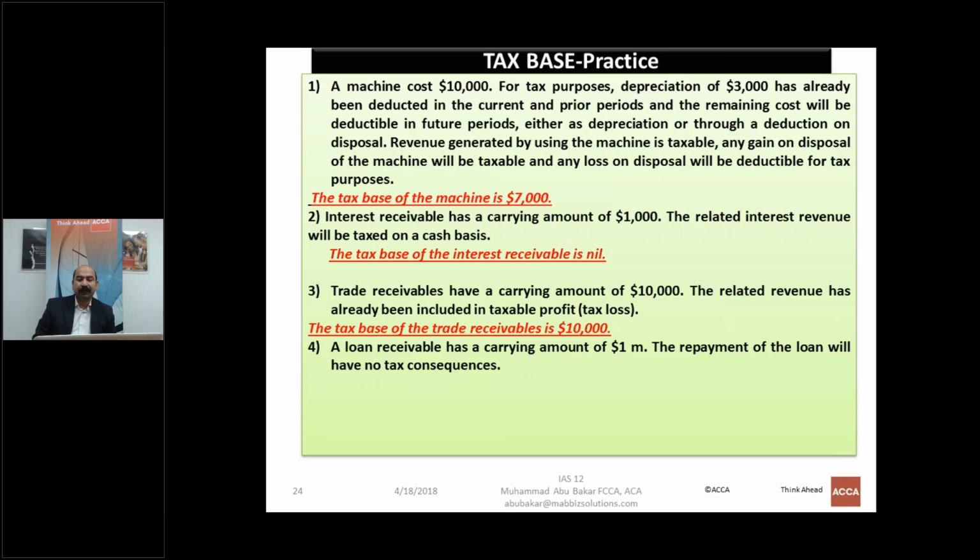So next, a loan receivable has a carrying amount of 1 million. The repayment of the loan will have no tax consequences. What is the tax base of this loan? Please submit your answers. This is rule of thumb number 4. People are saying 1 million, 1 million, 1 million 10,000 by Saqib Ali Rashidi, 0 by Muhammad Hassan.